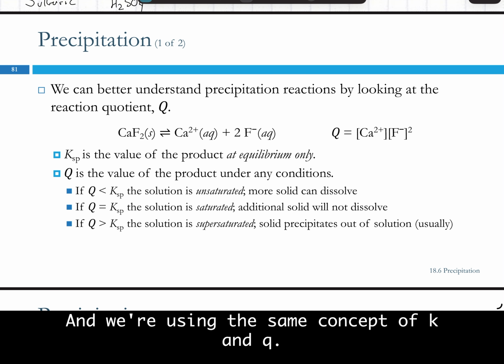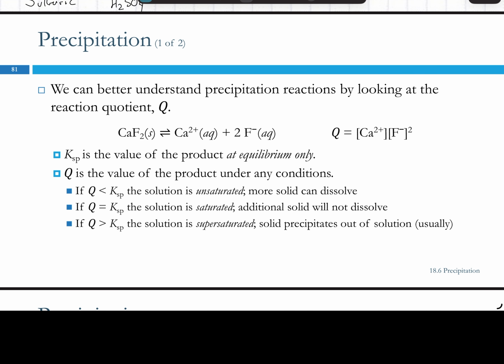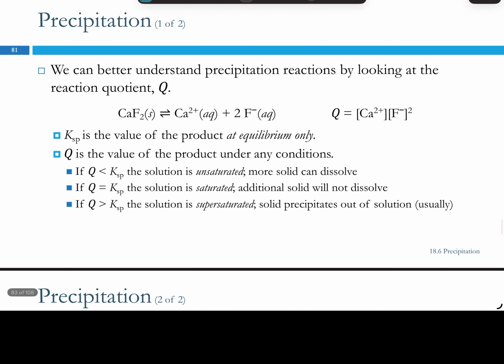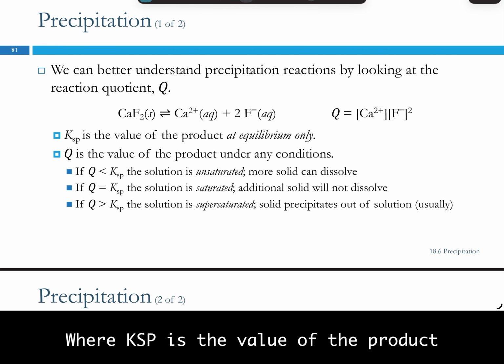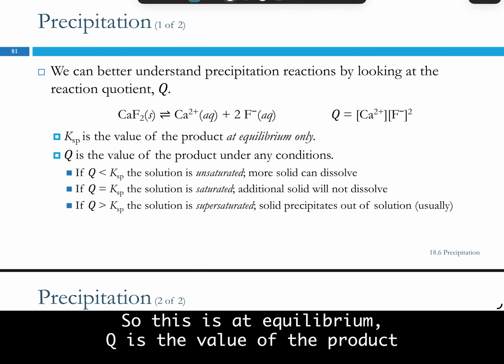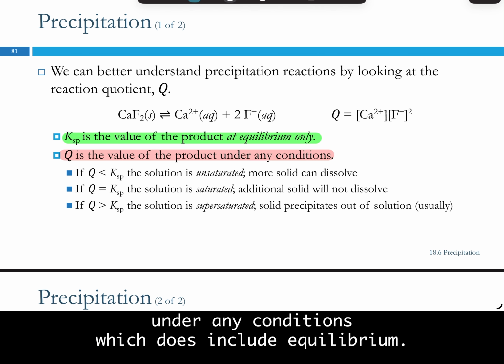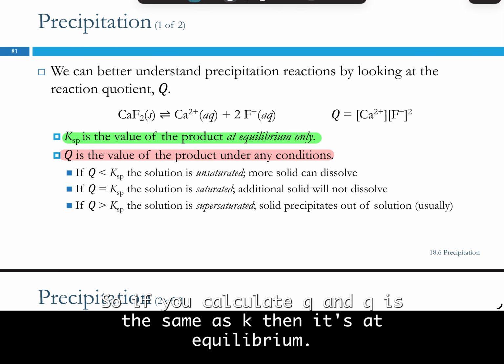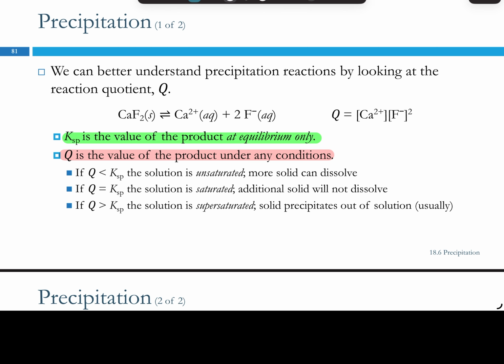And we're using the same concept of K and Q, where KSP is the value of the product at equilibrium. Q is the value of the product under any conditions, which does include equilibrium. So if you calculate Q and Q is the same as K, then it's at equilibrium. But Q is just like, in general, could be anything.